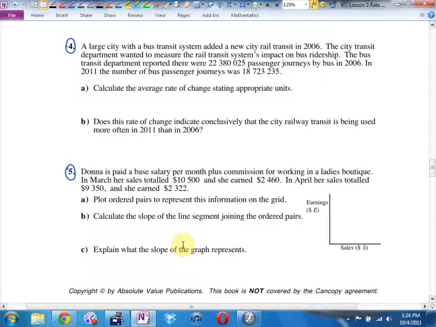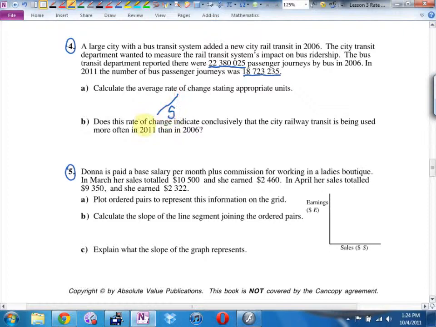So, number 4. A large city with a bus transit system added a new rail transit in 2006. Here's what I think we're saying. In 2006, there were that many. In 2011, there were that many. How many years elapsed between 2006 and 2011? 5? Yes?